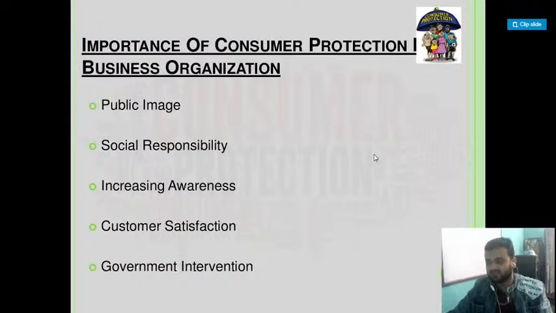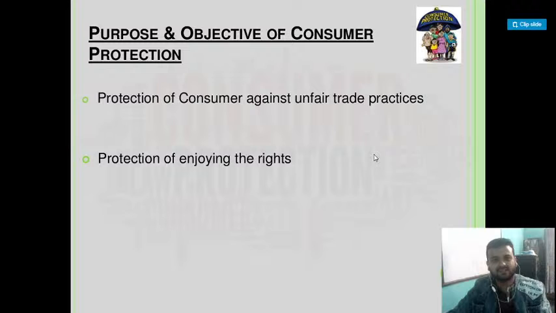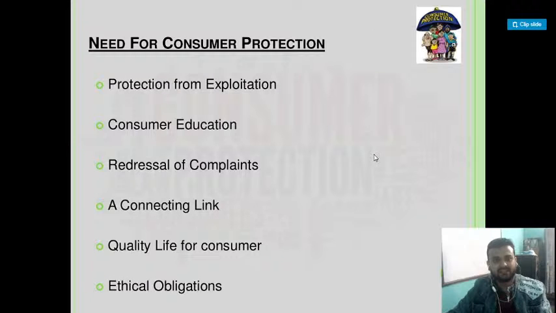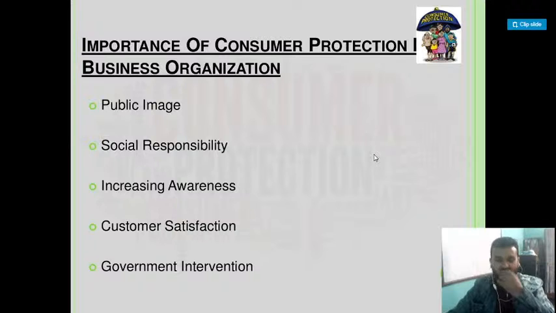Importance is not there, you don't have to study about the importance. Importance is not there in the syllabus. So what is the need for consumer protection is there. The topics which are deleted I'll tell you once I proceed with this chapter.